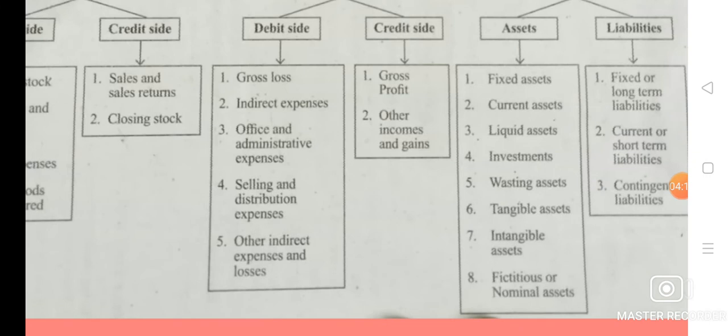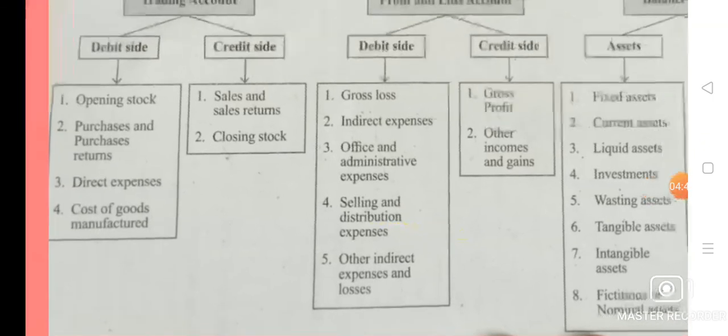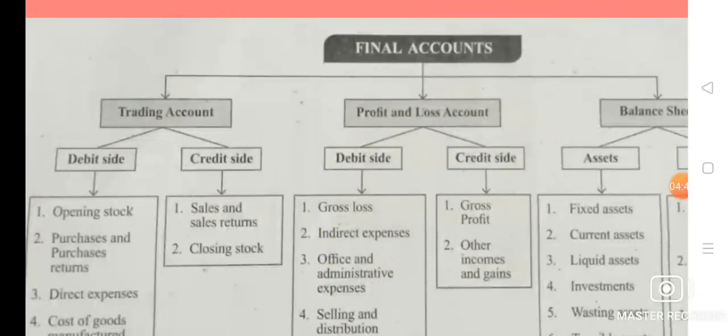Then the liability items: fixed or long term liabilities, then current or short term liabilities, then contingent liabilities. So both assets and liabilities will be shown on the two sides. At the end of the period, the values of both sides will be equal. So this is known as the balance sheet. Students, listen carefully. The final accounts concept map is very very important.